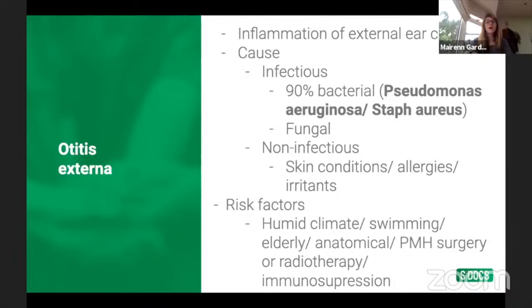Risk factors are kind of linked with some of the causes: a humid climate or swimming. Otitis externa might also be called swimmer's ear because it is quite prevalent in the swimming population. Elderly, anatomical variant, so again, patients with Down syndrome are more at risk of this. Any past medical history of surgery or radiotherapy to the ear, and also immunosuppression. With immunosuppression, this is quite important because patients with diabetes or who are immunosuppressed are actually more likely to get the complications of otitis externa, which can be much more dangerous.